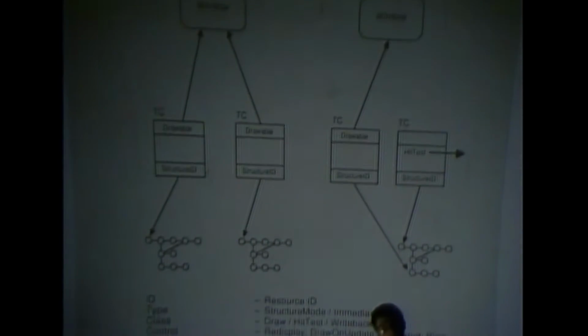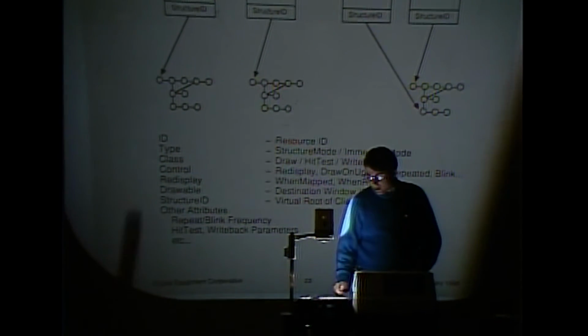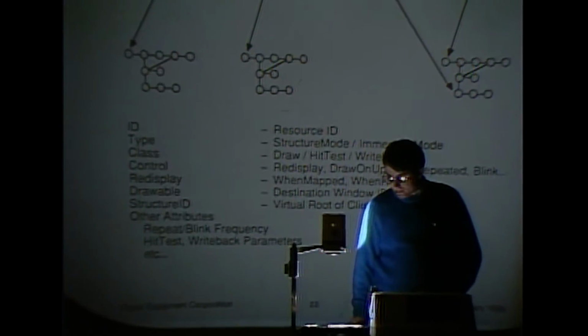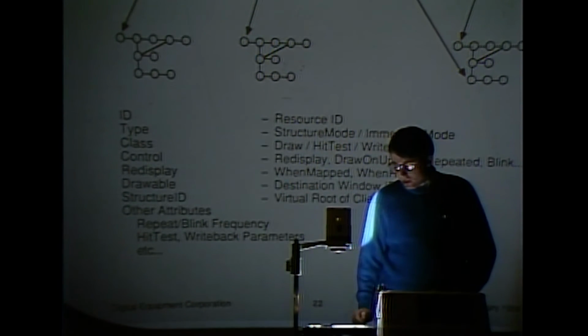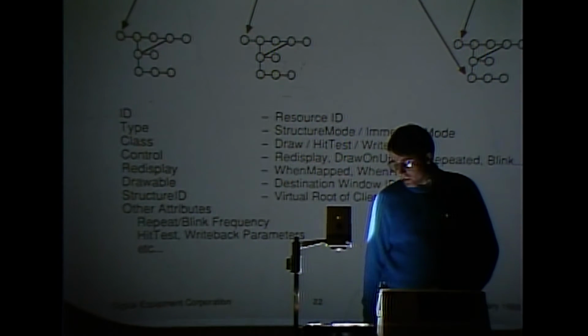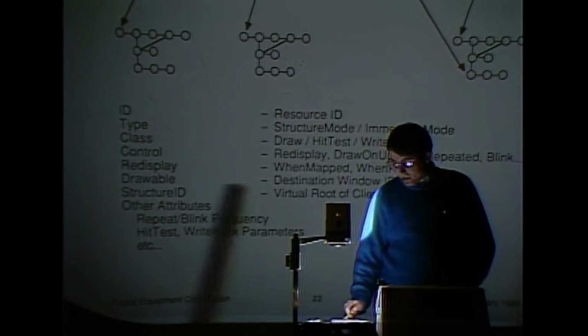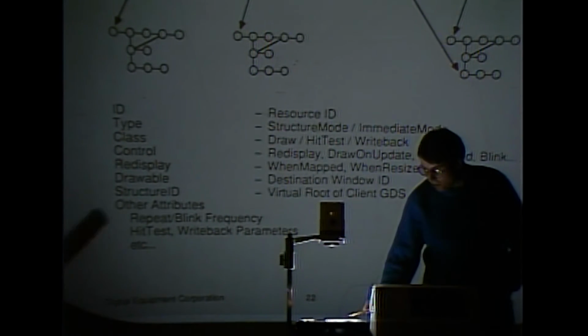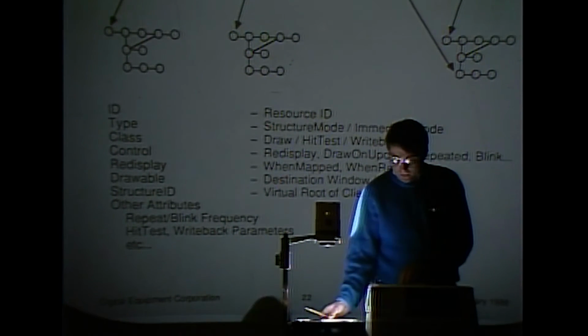And here are the attributes that are found in the traversal context that basically specify how and when traversals are going to occur, and where the destination is, and where the source is. Okay, moving right along.